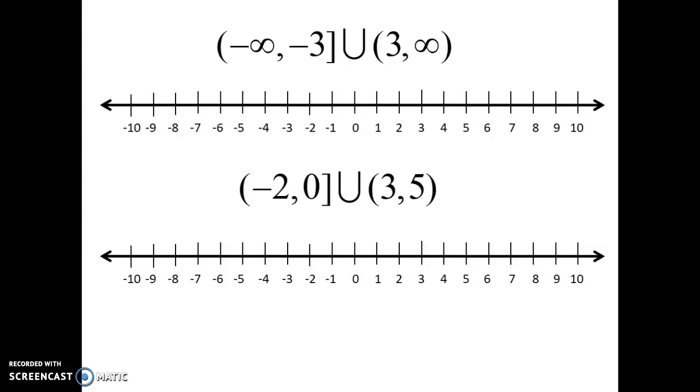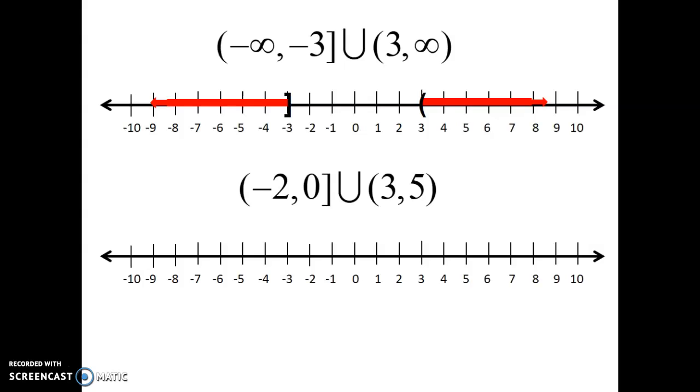Now in this case, we have this big U in between the two interval notation pieces. That's to show that there's a break between the two interval notations. So we have negative infinity to -3 with a bracket. So we're going to put a bracket at -3, and we're going to go towards the left with an arrow, and then we're going to put a parentheses around 3 towards infinity, and go to the right with an arrow. So the interval notation and your graph should look similar.